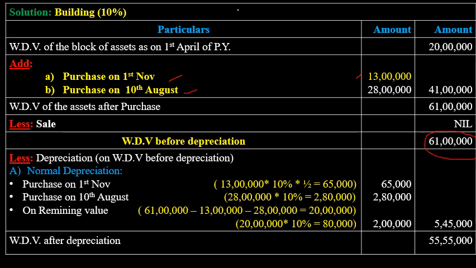This value is important. So the calculation is based on this particular value, the written down value before depreciation. Only normal depreciation is applicable, no additional depreciation, because it is not under plant and machinery. So first we have to calculate depreciation on newly purchased assets in the previous year. In that, the assets which were purchased recently, meaning used for less than 180 days, first you have to calculate the depreciation.